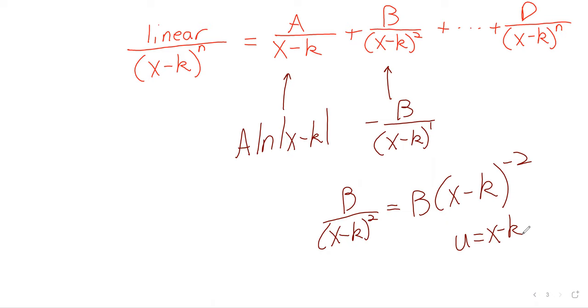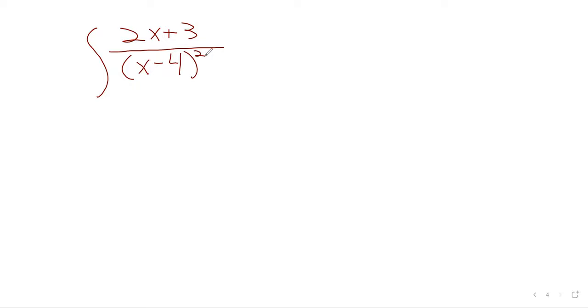So this is useful as an integration tool. The Heaviside method, however, breaks down when you try to find the coefficients, and you have to go through a much more irritating and cumbersome process. So let's see how this works in practice. This 2x plus 3 over x minus 4 squared.